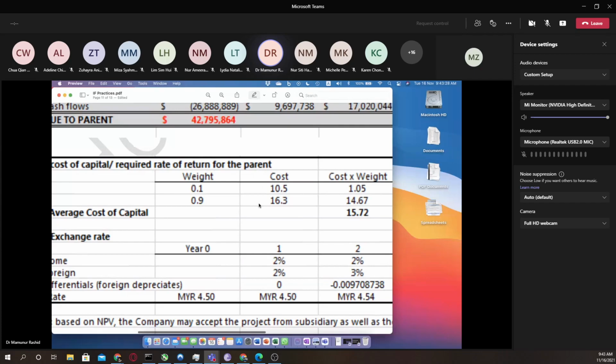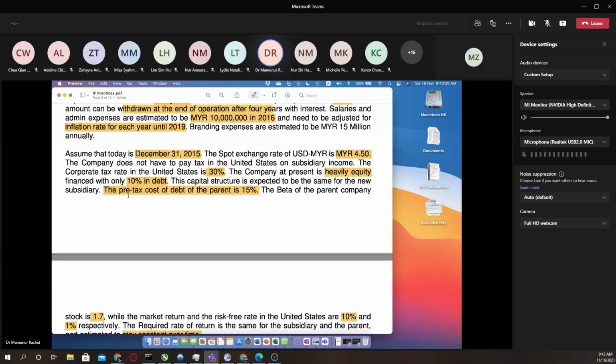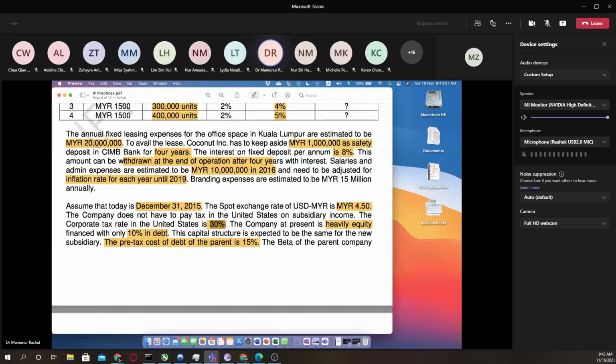Cost of debt 10.5% is calculated based on, you see here it is written, the pre-tax cost of debt, before tax, cost of debt for the parent company is 15%. So we need to calculate after-tax cost of debt. After-tax cost of debt is 15% minus the tax rate. So the tax rate for the parent company is 30%, right? Tax rate for the parent company is 30%.